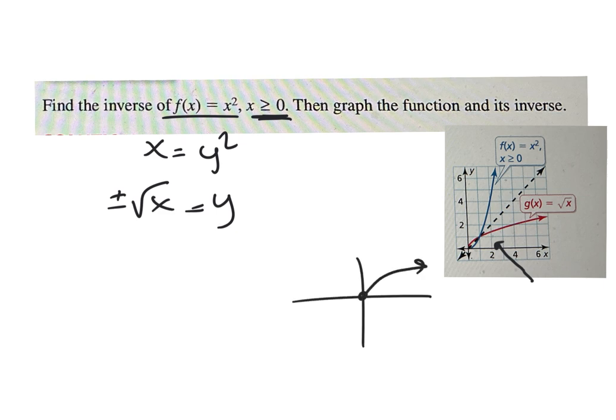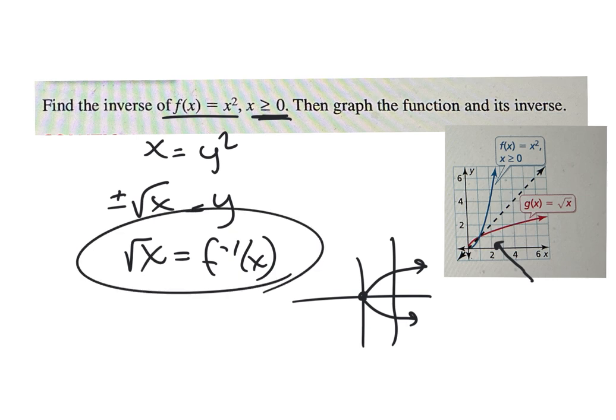It's half a parabola going that way. But if you do plus and minus, that does this, and boom, it fails the vertical line test, which means it's not a function anymore. So we're going to restrict the domain on our inverse, just like we did on our regular function, to be just like that, not the plus or minus, just a plus. And you can see the picture there.